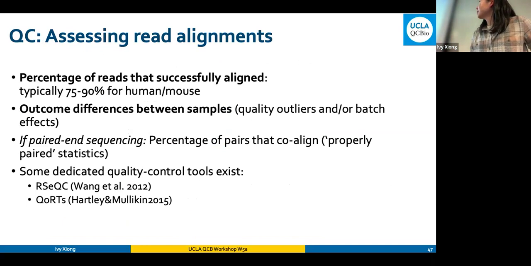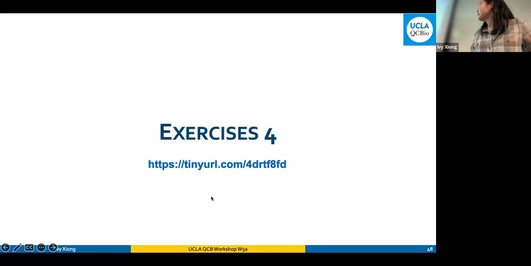So after we have done the alignment, we want to assess how good it is. Typically, we can align around 80% of the reads, and that's actually pretty good. It does vary between samples, which is very normal. And then for paired-end sequencing, they tend to make sure that the pairs are co-aligned. So that's another layer of assurance. And we can have different quality control tools to go through the BAM files.